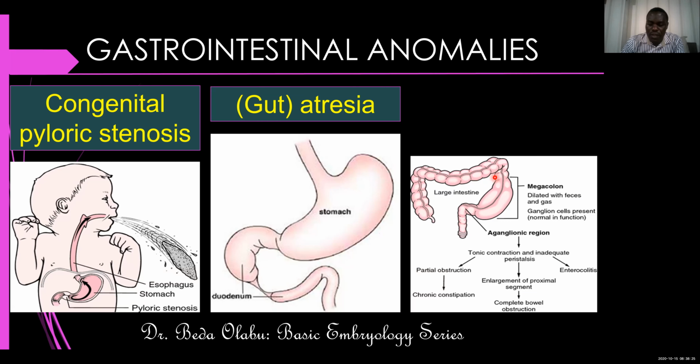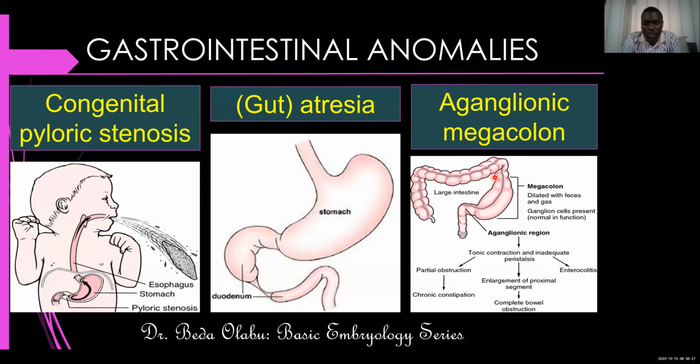There is what we call an aganglionic megacolon. This is the absence of neurons in some segments of the large gut due to abnormality of migration of neural cells.